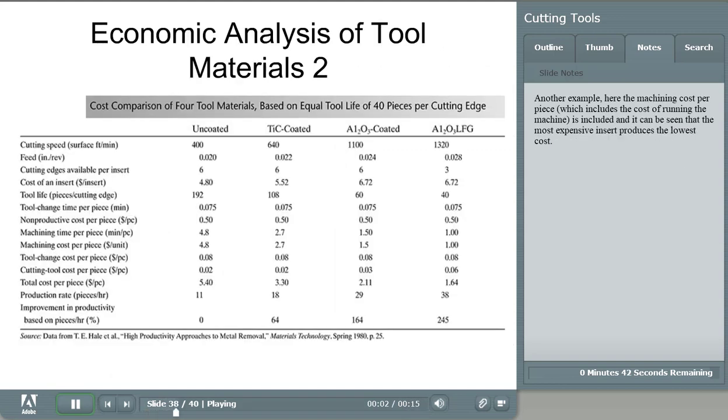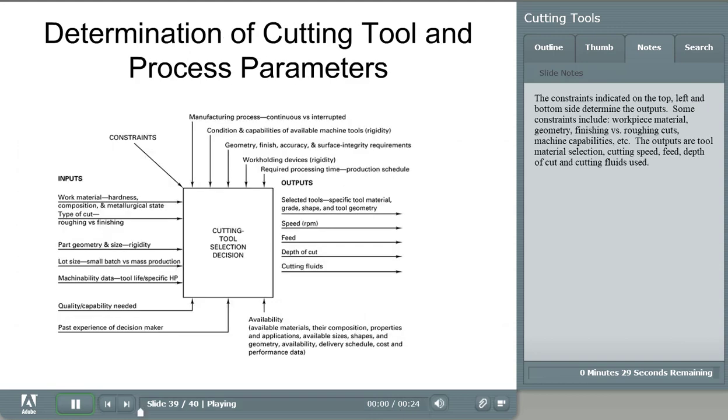Economic analysis of tool materials 2. Another example. Here the machining cost per piece, which includes the cost of running the machine, is included, and it can be seen that the most expensive insert produces the lowest cost.